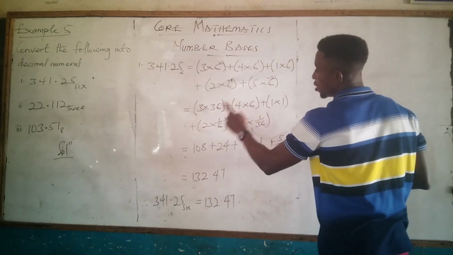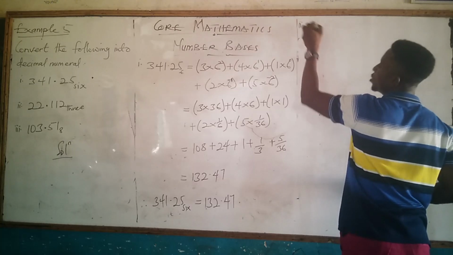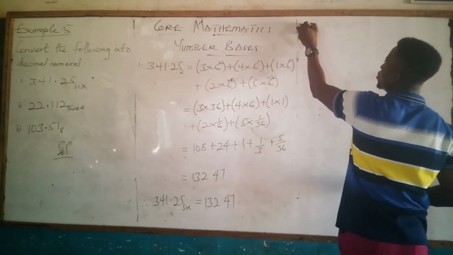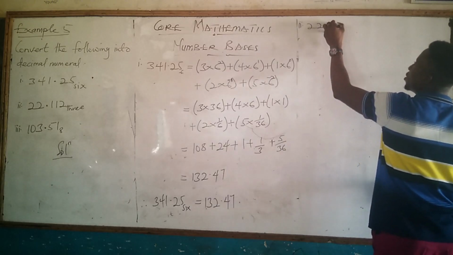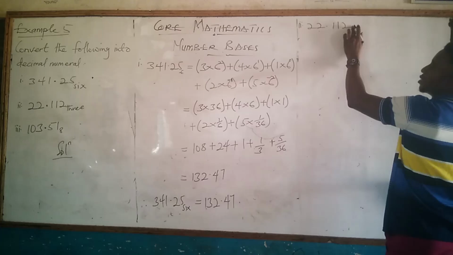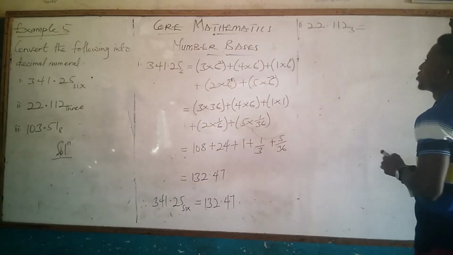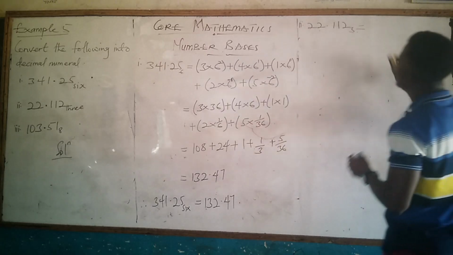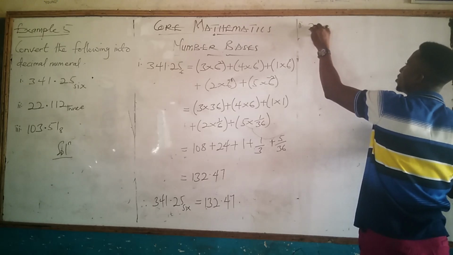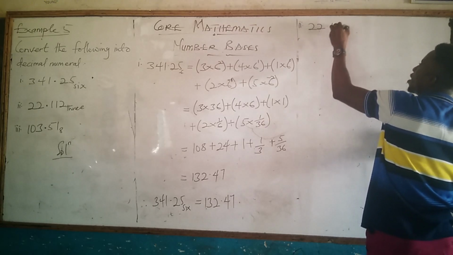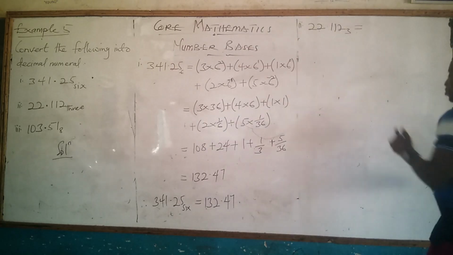Okay, so the next one says what? That is my Roman numeral 2. That is 22.112 base 3. And that one too is equal to, let me write it raw.